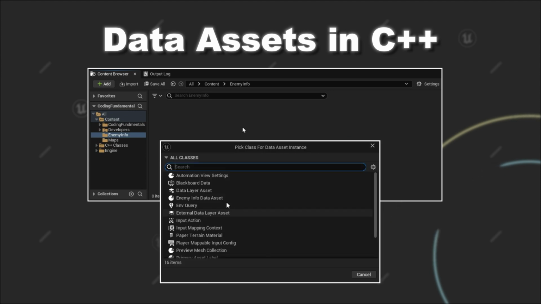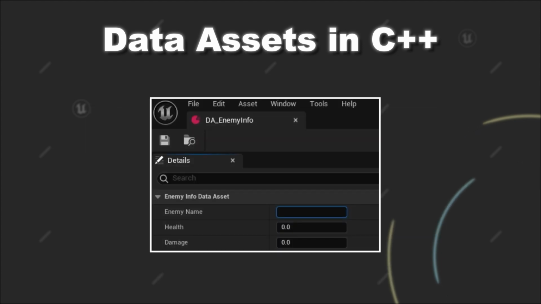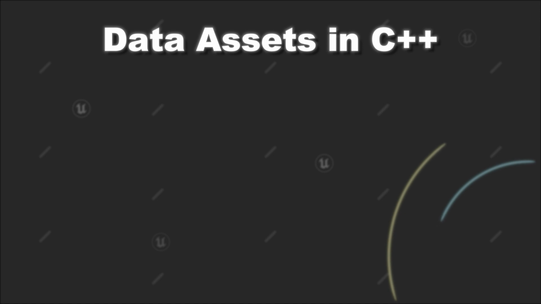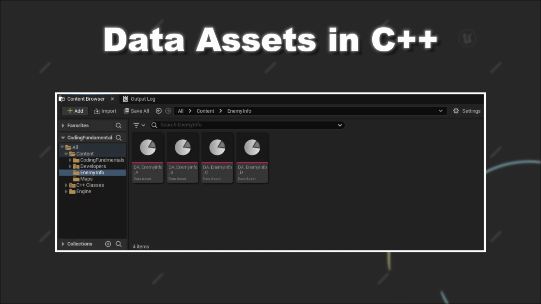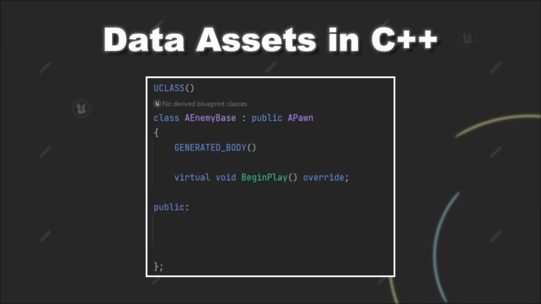Now you can search for your custom data asset type. After you have created the instance of your data asset, you can see that you can provide information for the fields you have created in your class declaration. And you are also able to create multiple various instances of this data asset and provide different values for all the fields.